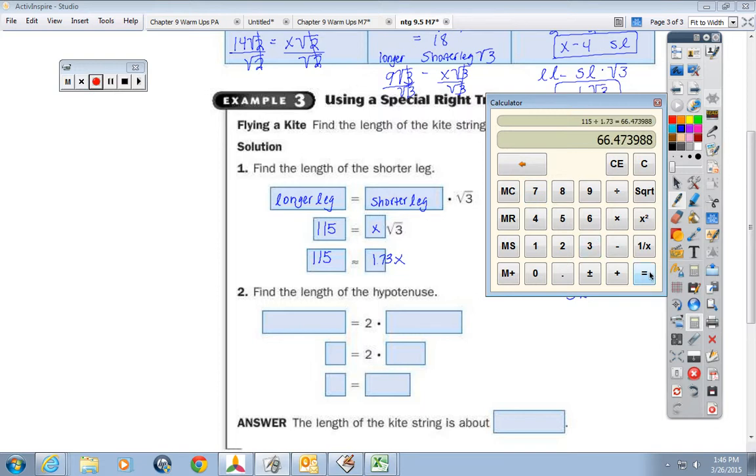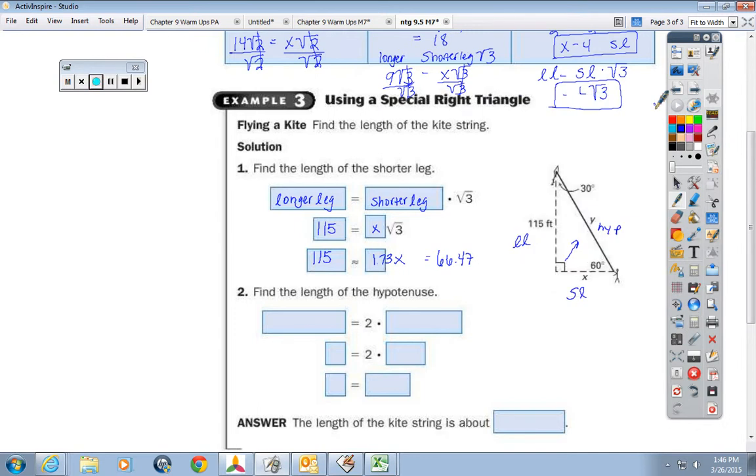Now, is that what they wanted to know? Did we want to know the length of the shorter leg, or did we want to know the length of the kite string? We wanted to know the length of the kite string. So am I done? Is this my final answer? No. So now I'm going to have to use the information I know. Go back to your box. What do you know about the hypotenuse and the shorter leg? The hypotenuse equals 2 times the shorter leg.